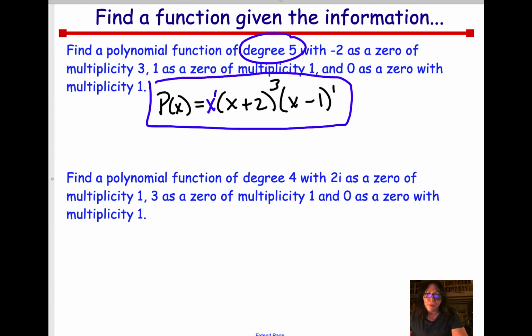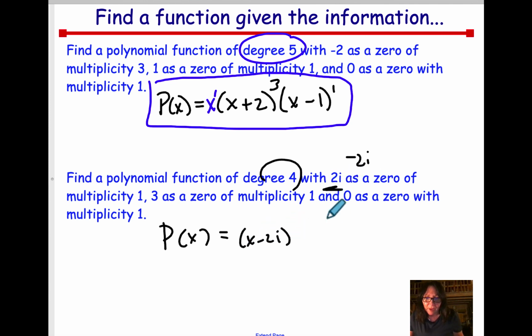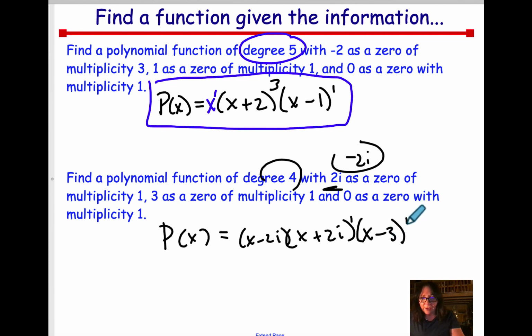For the next problem, it says find the polynomial that has a degree of 4. 2i is a zero, that means I have a negative 2i, and that has a multiplicity of 1. 3 is a zero that has a multiplicity of 1. 0 is a zero with multiplicity of 1. So P of x is equal to x minus 2i, that's here. Then we have x plus 2i, that's this one, because it's a pair, fundamental theorem of algebra. These are multiplicities of 1, so we're good. 3 is a zero with a multiplicity of 1, so x minus 3. 0 is a zero, so I'm going to put x up front here. And we've got 1, 2, 3, 4. It's a 4th degree.